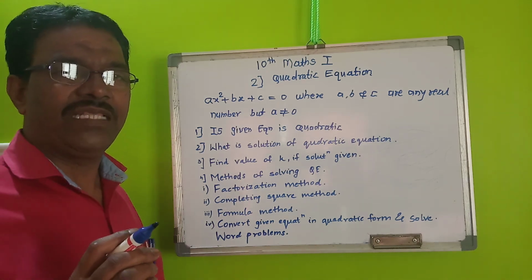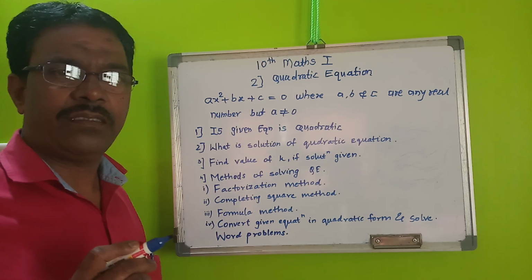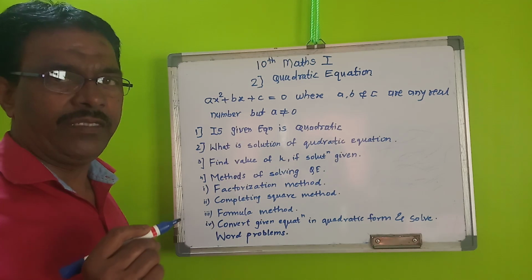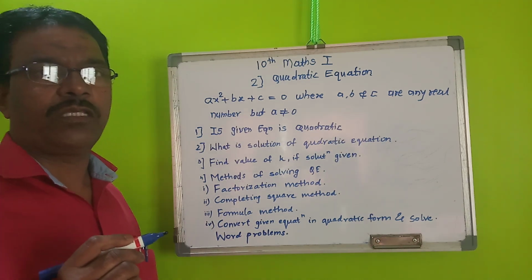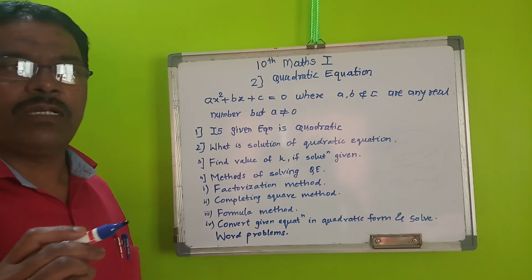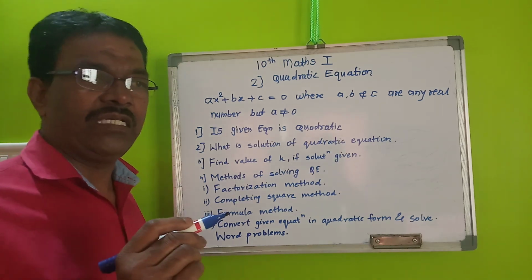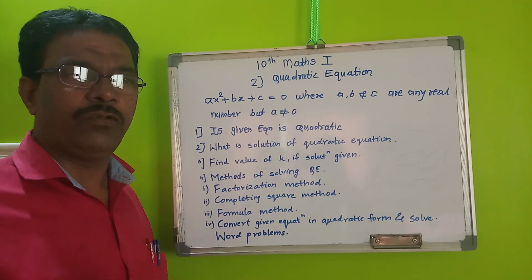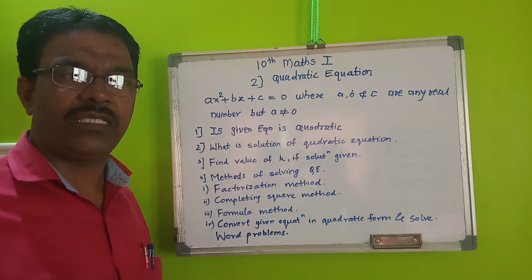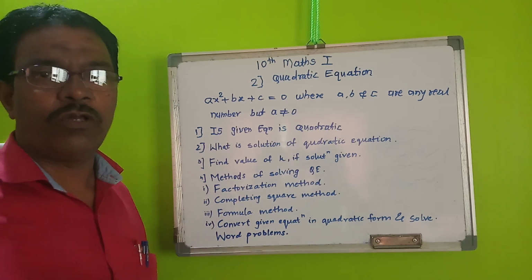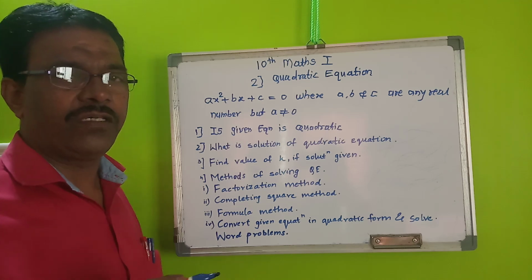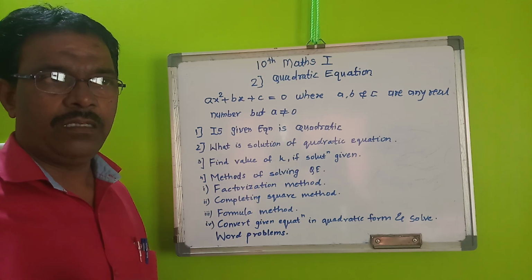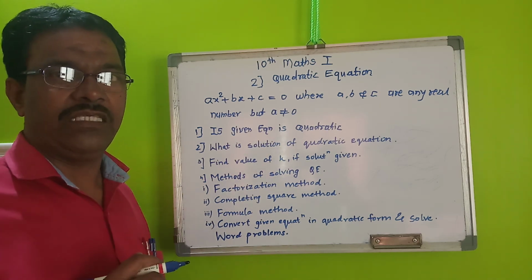There are three methods: factorization method, completing square method, and formula method. One more question will be there. They have given an equation, but actually that equation is not in the form of a quadratic equation, but we want to convert the given equation in the form of a quadratic equation and solve it. And one more question depending on quadratic equations, that is the word problem on quadratic equations. We discuss all these points in this chapter.